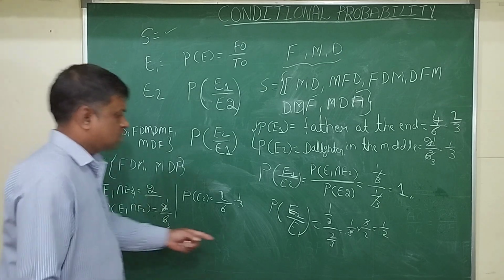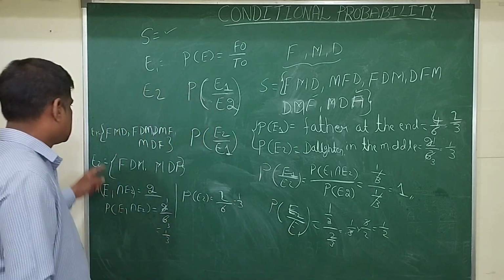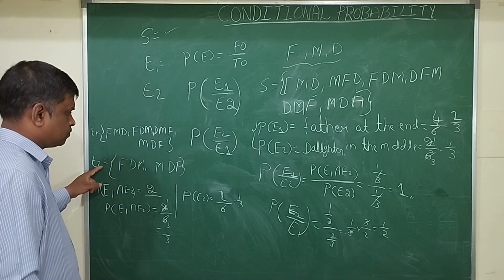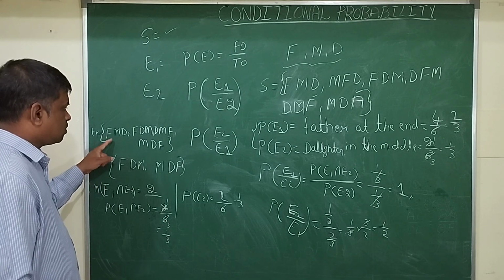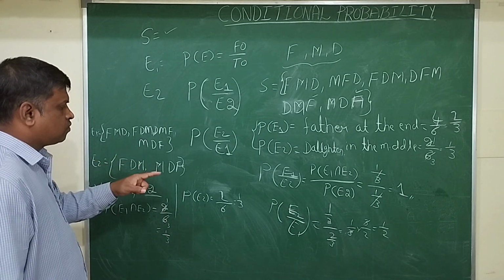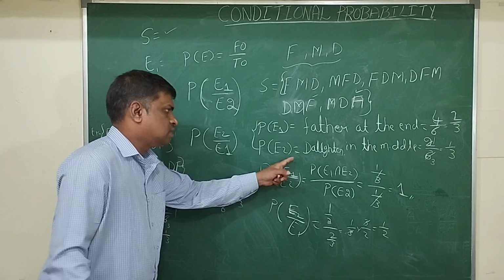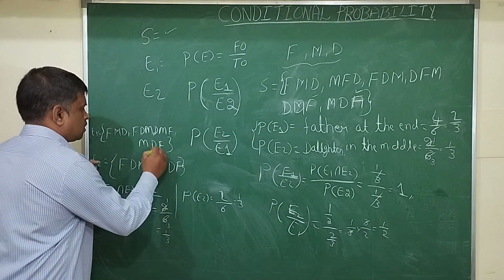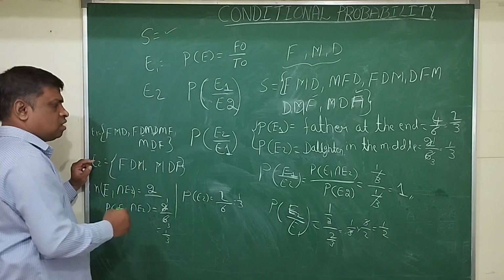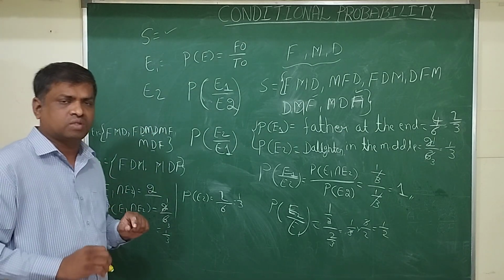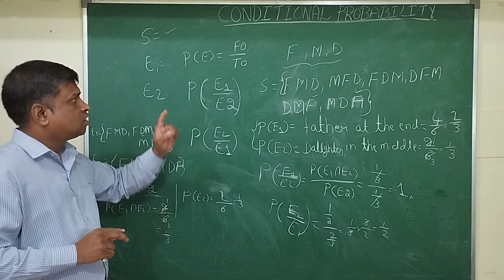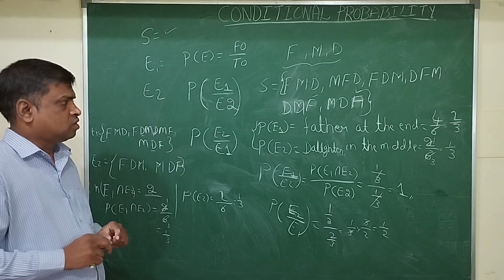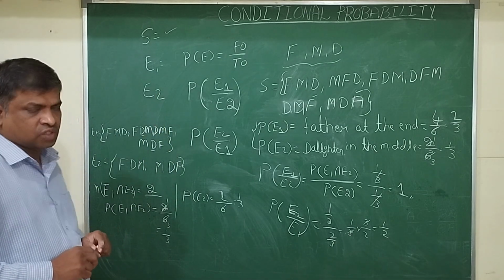So check here. E1 is the sample space for E2. Half of the values we will get for E2, with daughter in the middle. Check here, daughter in the middle is where? Here and here. This is how conditional probability works. It gives a probability within the other event as the sample space. Okay, understood? Okay guys, thank you.